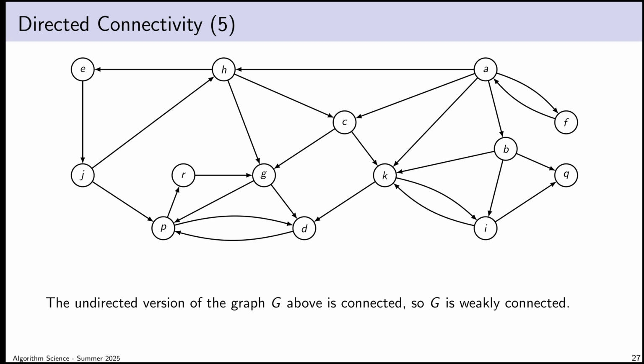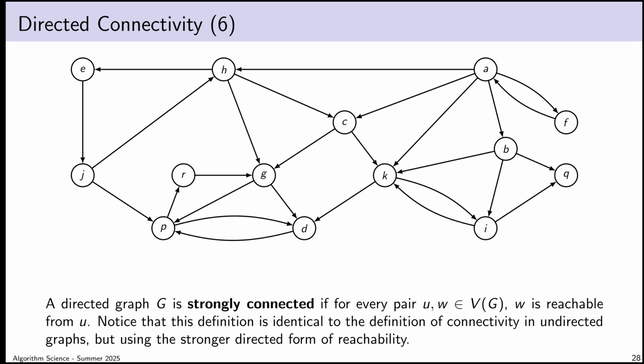What we want, though, is a definition of connectivity that somehow leverages the directions of edges. What we want is something that isn't weak connectivity, we want strong connectivity. And I can define that. What's really weird about this definition is it is the same definition that I would use in the undirected case, only I use the word reachable to refer to directed reachability, the stronger form of reachability that applies to directed graphs. So a directed graph G is said to be strongly connected if, when I choose any pair of vertices U and W, it is the case that W is reachable from U. And that's the same definition that we had way back in our definition of undirected connectivity.